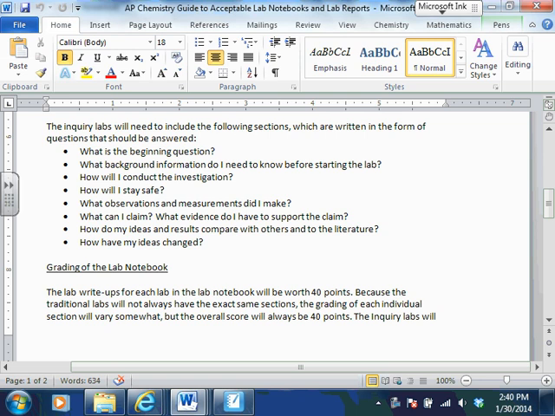Observations and measurements, just a few short sentences telling me what you saw when you were doing the lab. What can I claim is the big section here. And then how have my ideas changed? You can give me a few sentences on that as well. Okay? So hopefully that makes sense. That's what I'm looking for in the Postlab.